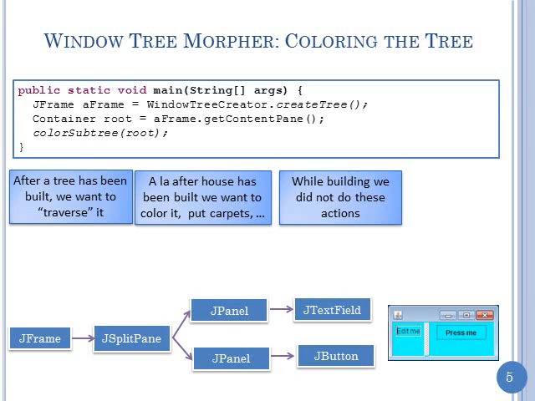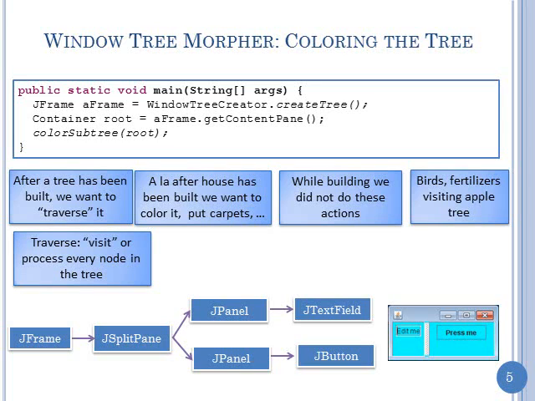And so you can take a real tree, and you talk about birds visiting the tree, or people fertilizing it. So you're talking about this happening a lot in the natural and man-built world. And so now traverse means we're going to visit or process every node in the tree. That's what it means. Whatever this process means, fertilizing, coloring, whatever. So that's a general thing we're going to look at.